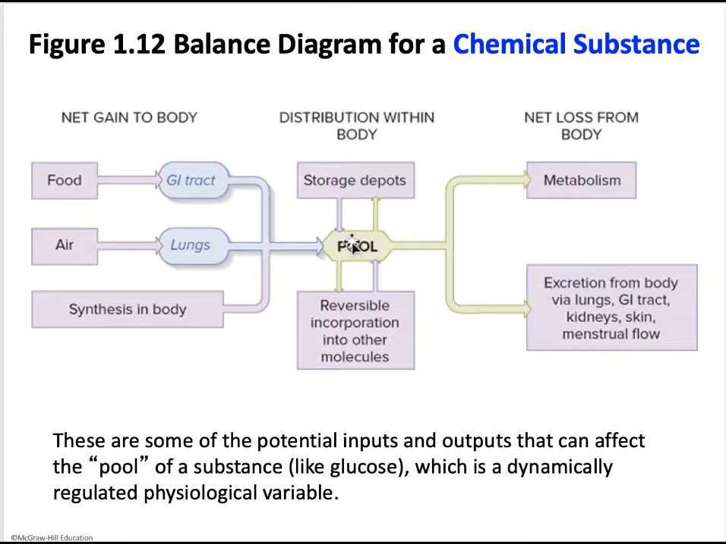Here's a pool of substances, and you can send that substance back and forth between storage places, or you can convert it to other substances, or you can get rid of it from the body through the extremities like sweat glands, kidneys, skin, and lungs, or you can metabolize it to something else as well. And then, of course, you can gain it through various means.